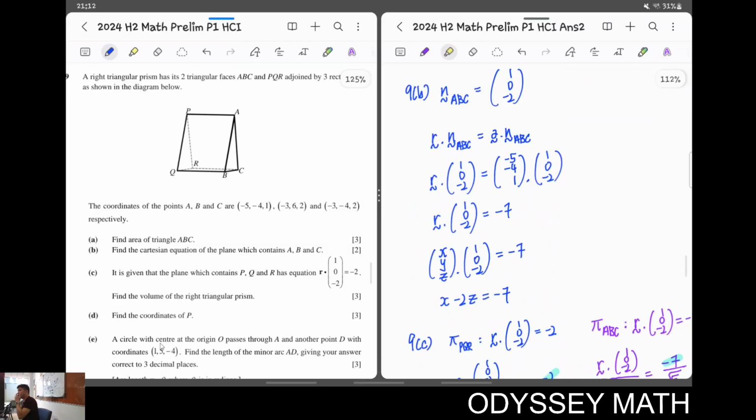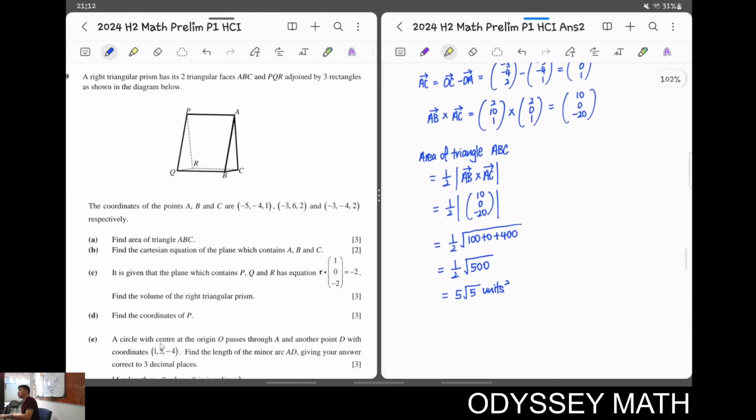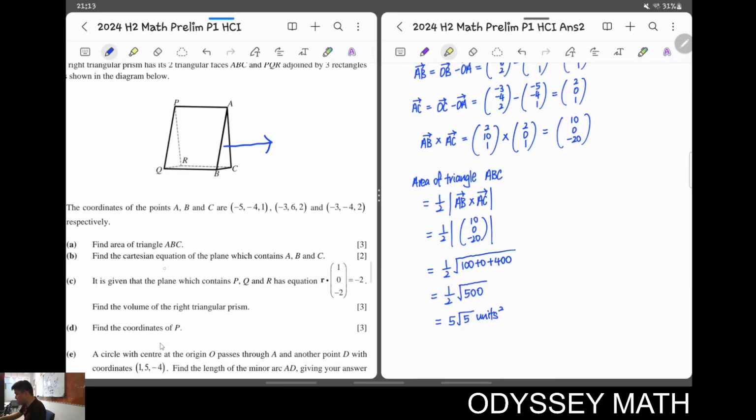Okay. Now, 9B. Find the Cartesian equation of the plane which contains ABC. Very simple. Okay, so we know that AB cross AC is in a way the vector perpendicular to ABC, right? And you want the Cartesian equation of the plane which contains ABC. So then I would say that a normal vector to the plane which contains ABC must be this, right? But remember, do not use big values. So here I'll take out 10.